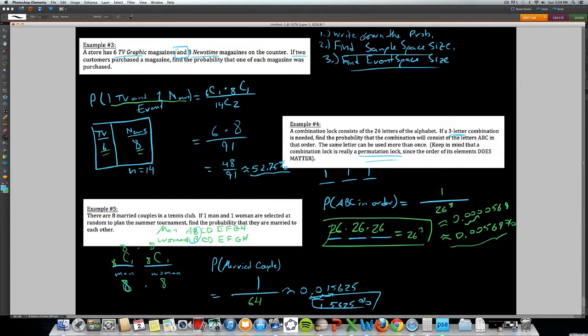So anyways, just counting rules and probabilities. Just make sure you write out your probability first, and then find your sample space size and then your event space size using the appropriate rules.